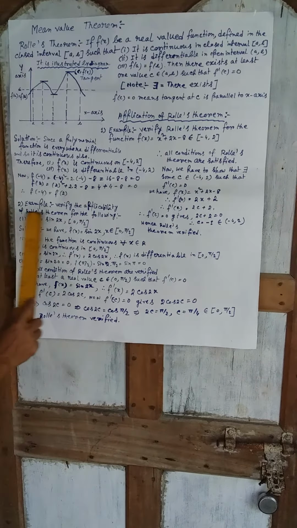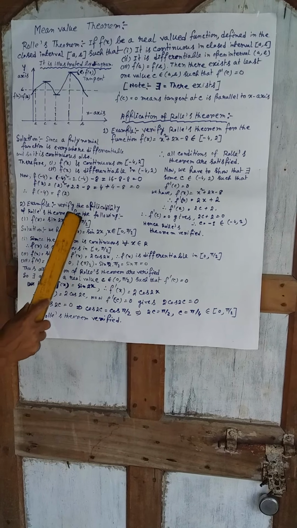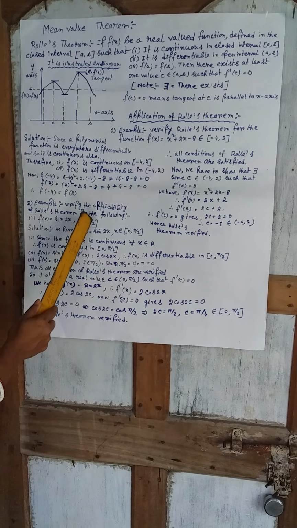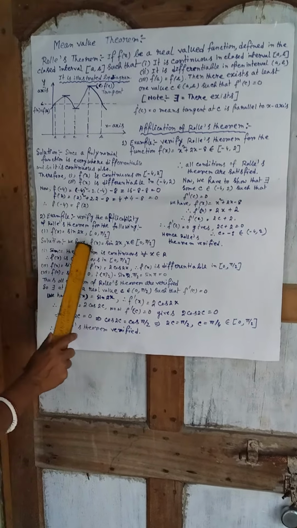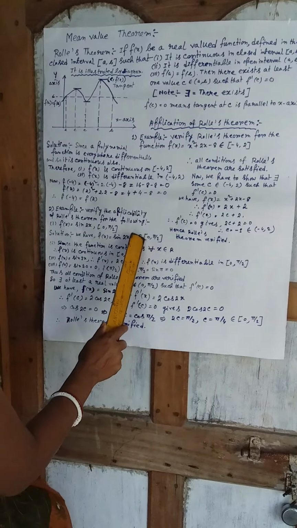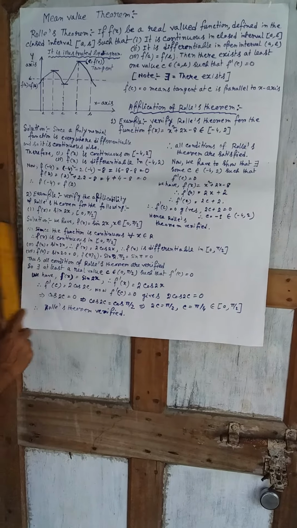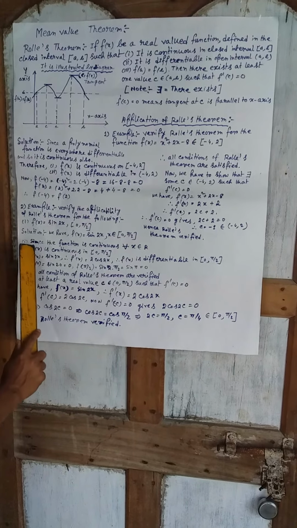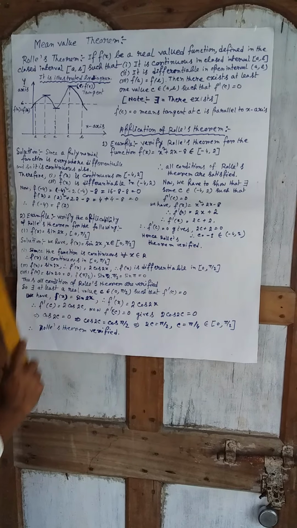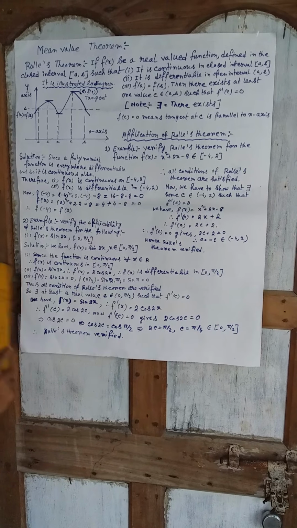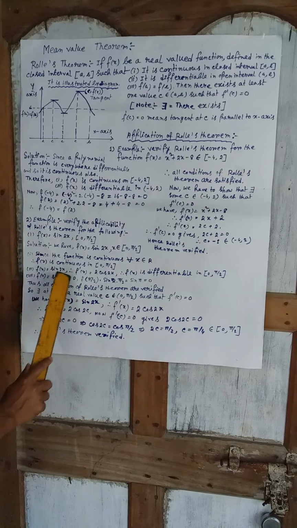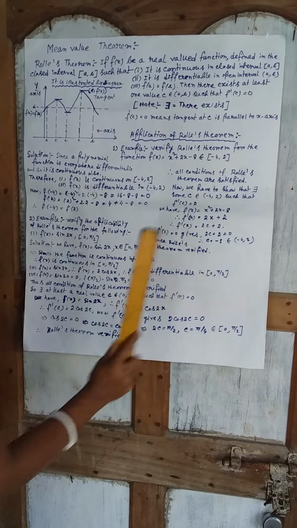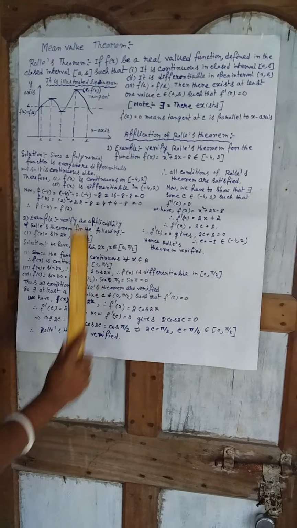Now the second example. Verify the applicability of Rolle's theorem for the following. Suppose f(x) equal to sin 2x on [0, pi/2]. Solution, we have f(x) equal to sin 2x, x belonging to [0, pi/2]. Number 1 condition, since the function is continuous for every x belonging to R, f(x) is continuous in [0, pi/2]. Number 2, f(x) equal to sin 2x, then f'(x) equal to 2 cos 2x. Therefore f(x) is differentiable in (0, pi/2).